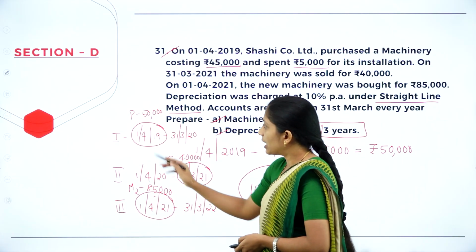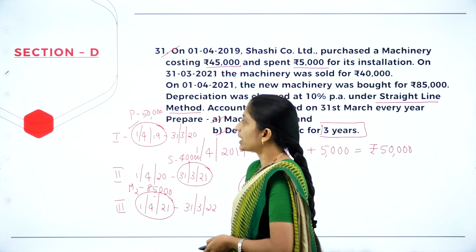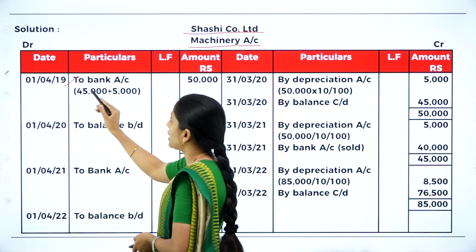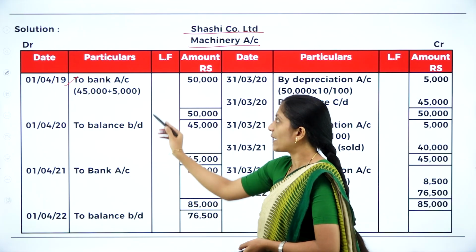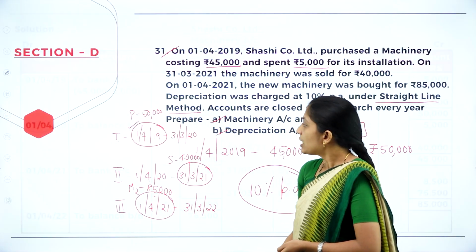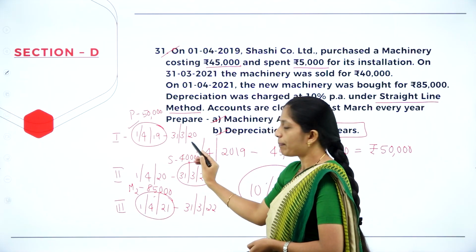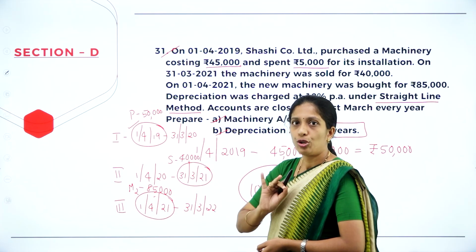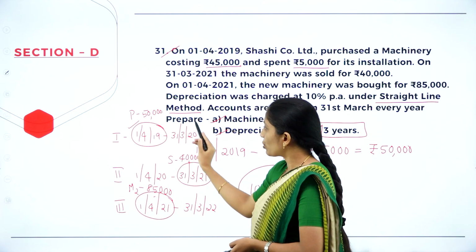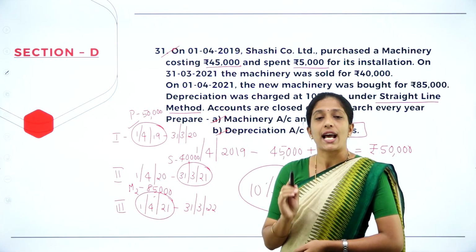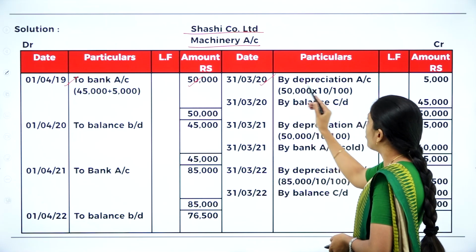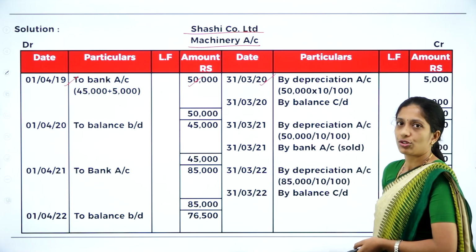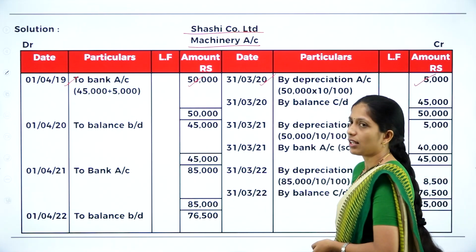So come to the first year. We have purchased here. So we shall record it as 1/4/2019 to bank account 45,000 plus installation charges 5,000, that is 50,000. So in the first year, anything had happened in between other than purchase? No, which means that your first machine was there for the full year. So you have to calculate depreciation for full year. So 31st/3/20 by depreciation account 50,000 into 10%, that will be 5,000.